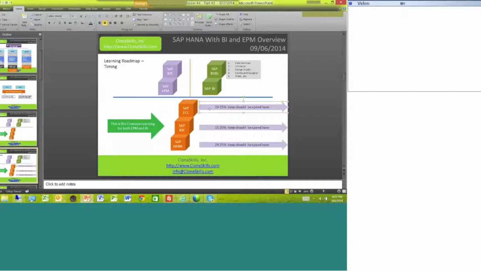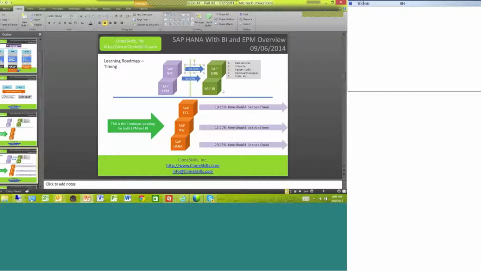The remaining time should go in the individual track. So this could be 50 to 60%. Based on your comfort level, or whatever way you want to distribute this, I'm absolutely fine. Somewhere between 50 to 60% of your time should be spent here.